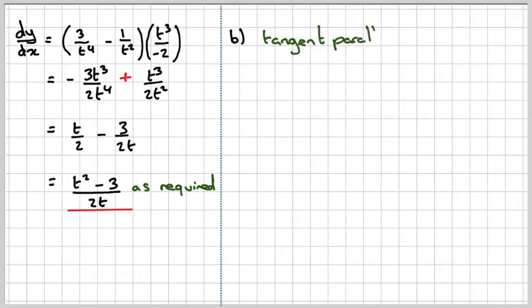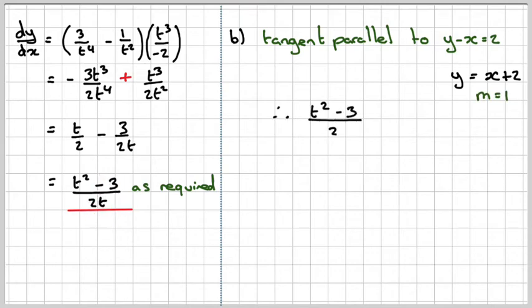Right, the tangent is parallel to the line y minus x is equal to 2. So if we write that in the form y is equal to mx plus c, that will give us m is equal to 1. So we need to put the derivative equal to 1 to find the value of t, and then once we've got the value of t, we can put it back in x and y.